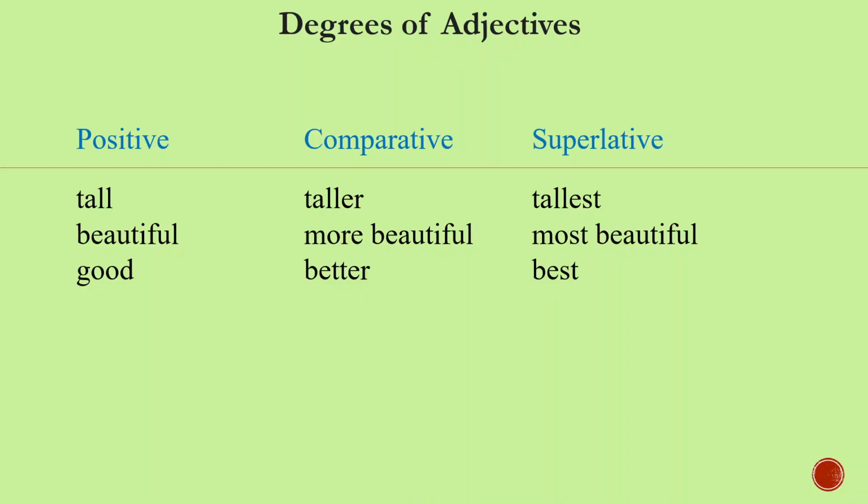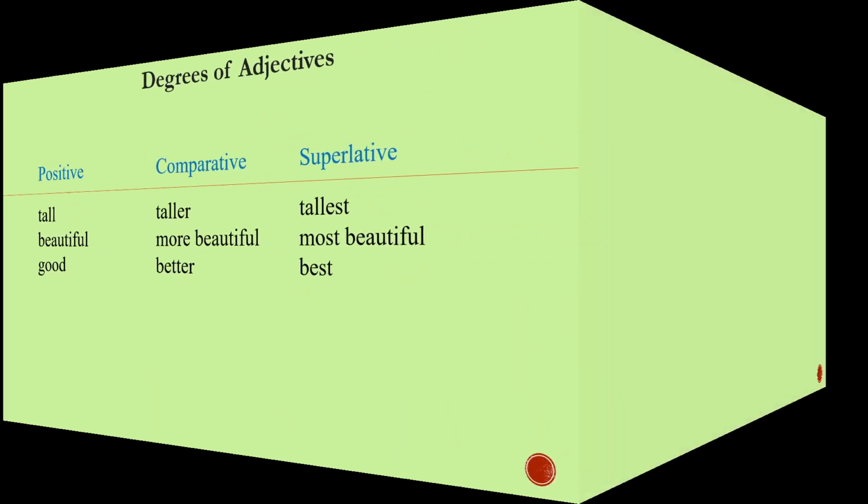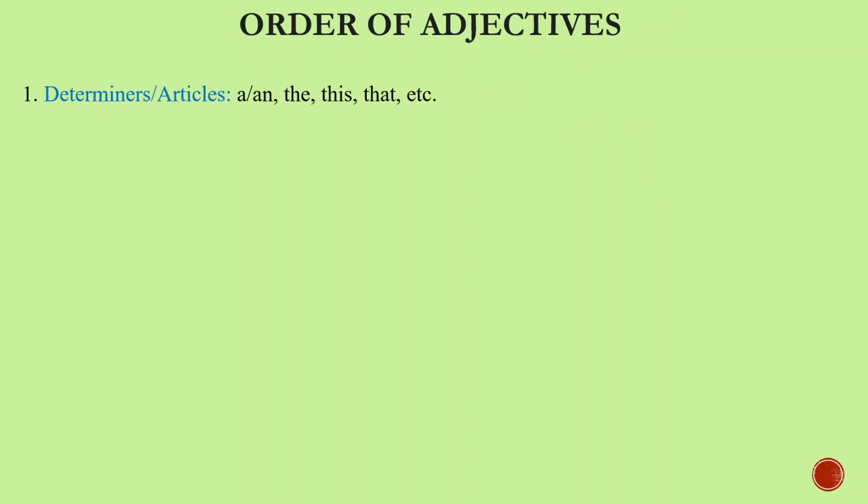Now that we know about the forms of adjectives, let's have a look at the order of adjectives. When the adjectives in a sentence number more than 1, they are arranged in the following order. First, we use the determiners or articles like a, the, this, that. Even though determiners and articles are not adjectives, I'm putting them here because they always come before the noun or before any other adjective that comes before the noun, and they function like an adjective.